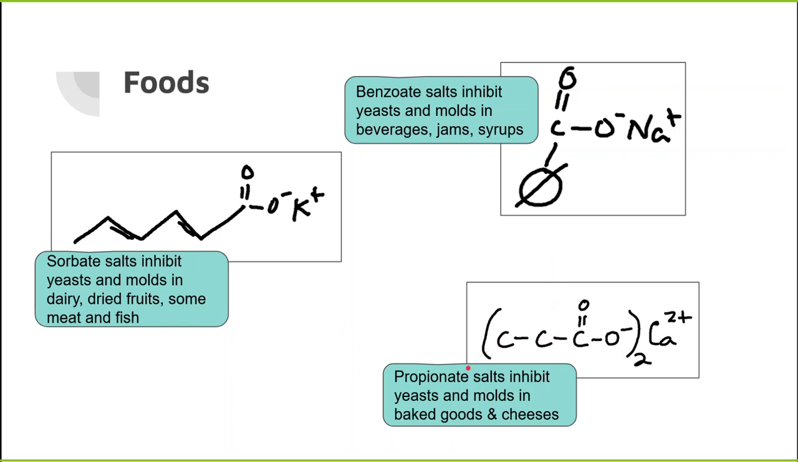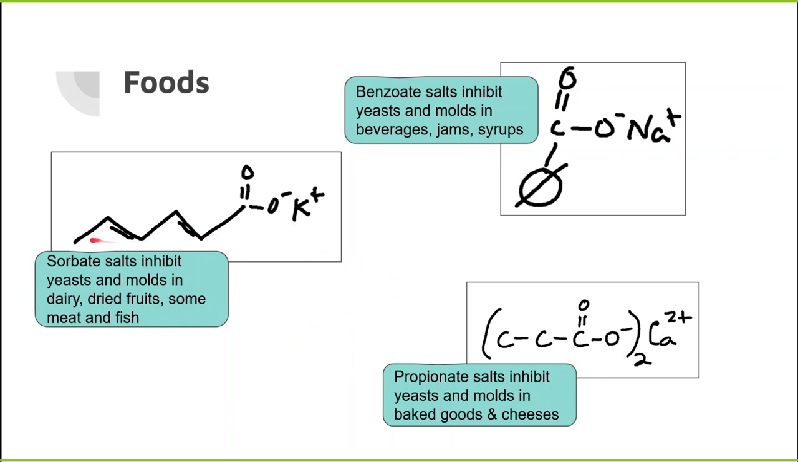And then here, propionate salts. So you've got 3 carbons with an oxygen with a minus sign. In this example, there's 2 of these. You see the parentheses around here with a calcium ion. And these inhibit yeast and molds in baked goods and cheeses.